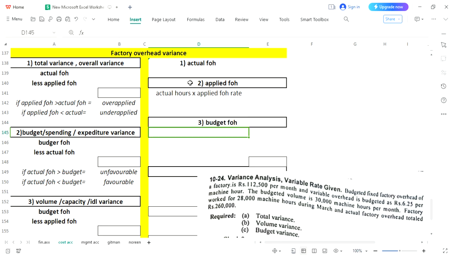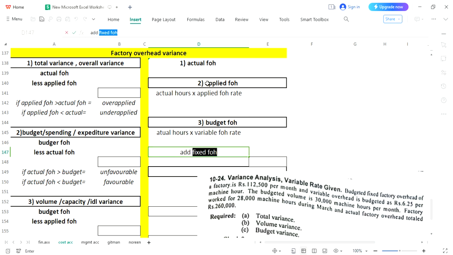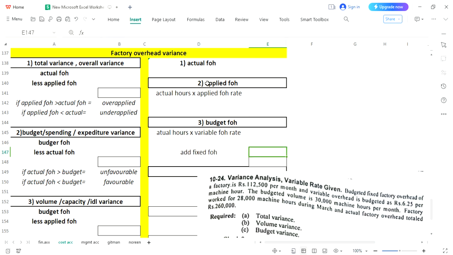It has a two-line formula. First, you will multiply actual hours with the variable FOH rate. Actual hours multiplied by the variable FOH rate. You will get the first value and will write it over here, after which you will add fixed FOH. The sum of both lines would be your budget FOH. Again, what we are doing, I'm just repeating it.